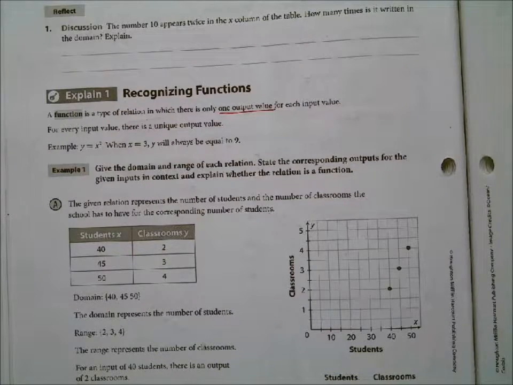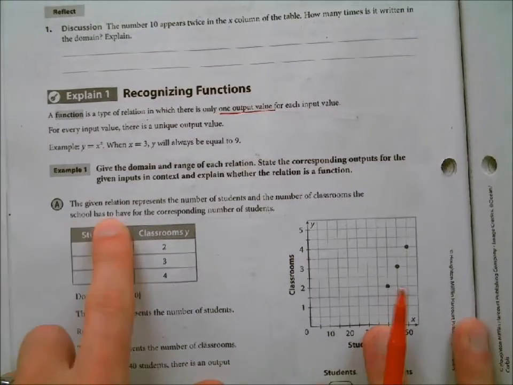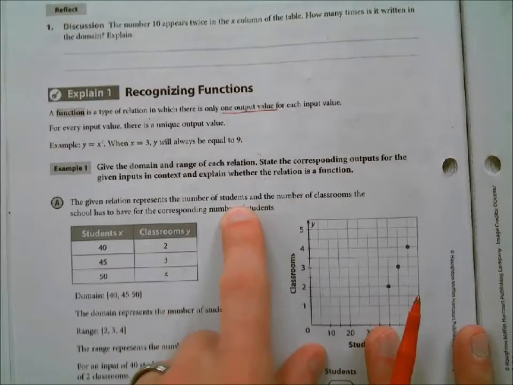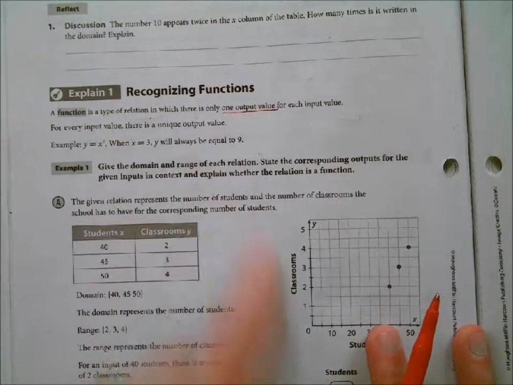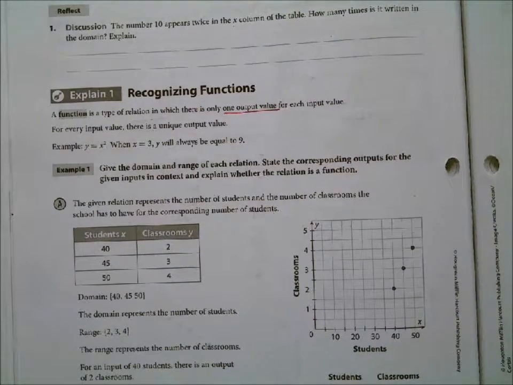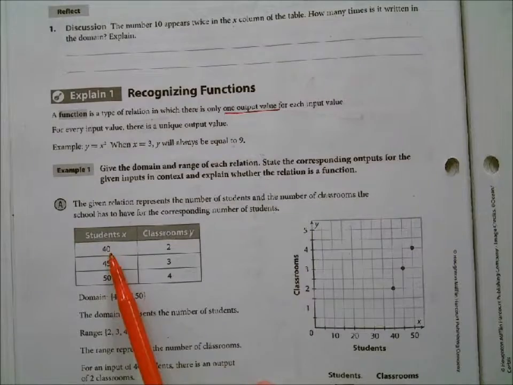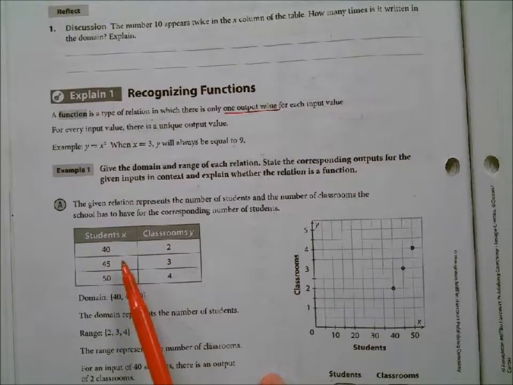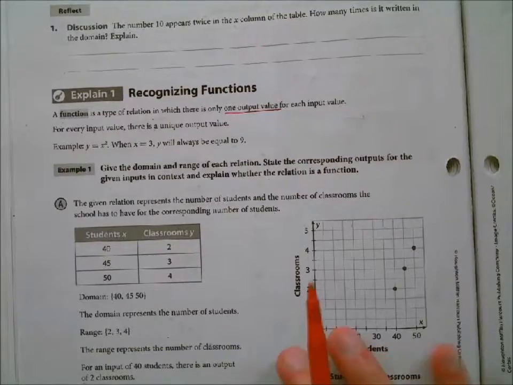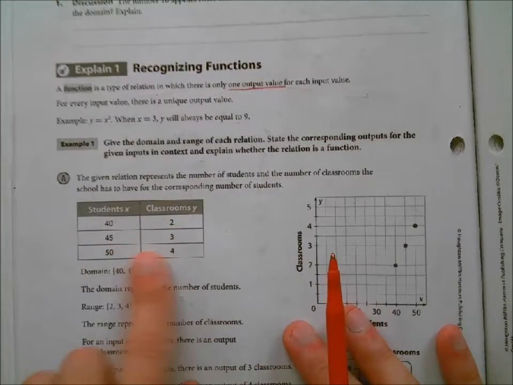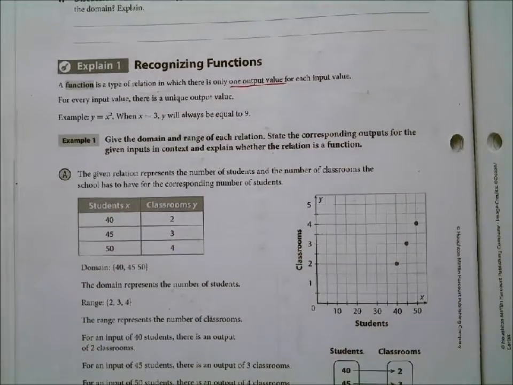All right, so let's take a look at this. The given relation represents the number of students and the number of classrooms the school has to have for the corresponding number of students. Wow, that is more confusing than I think it needs to be. So basically it's like, if you have this many students, you have to have this many classrooms. If you have this many students, you have to have this many classrooms, so on and so forth. Okay?